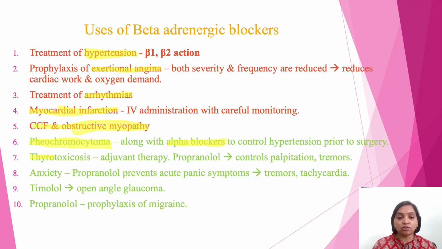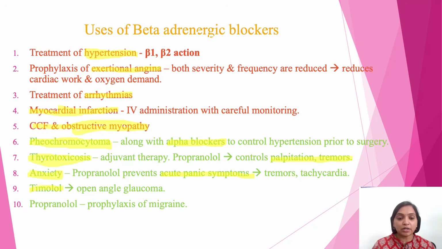Next, use in case of thyrotoxicosis, which is also one of the important non-cardiac uses of beta blocker. It is used as an adjuvant therapy, where it will prevent the symptoms, that is palpitation and tremors. Also, it will prevent the conversion of T4 to T3. That is, peripheral conversion is also decreased in case of thyrotoxicosis. And anxiety, mainly performance anxiety, is where it is used to prevent the vicious sympathetic cycle. So it is used in case of acute panic symptoms, that is tremors and tachycardia. To prevent that in anxiety, beta blockers are also used.